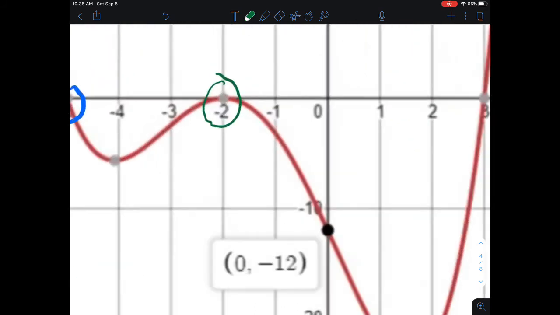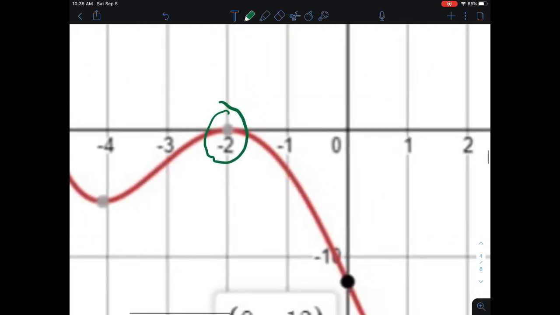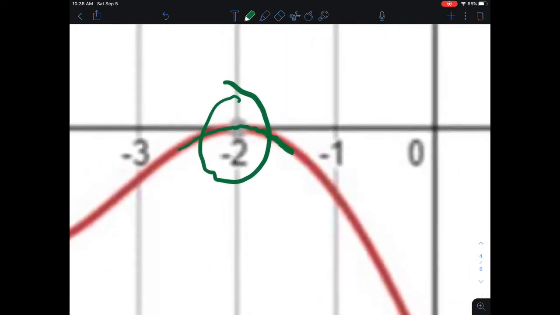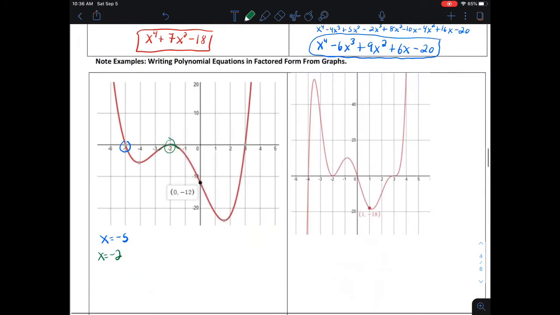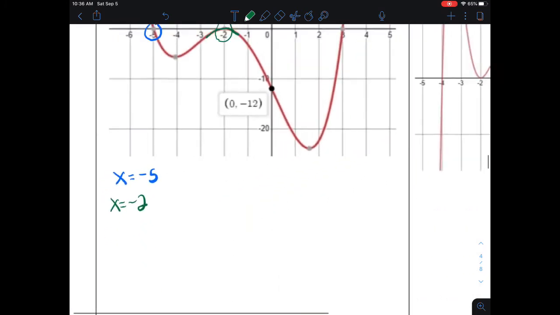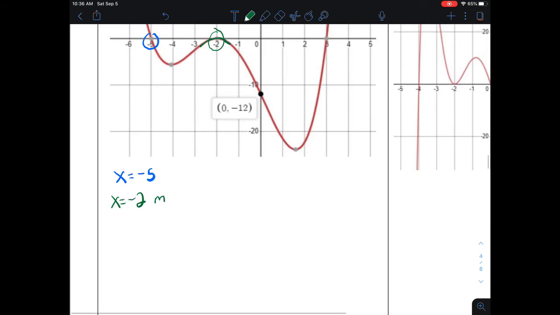Notice how that graph touches the axis at -2 and then comes back from the same side it came from. Locally, inside of that, it looks kind of like a parabola in here, where it touches and goes, and it has that nice little bend through there. We're going to call that multiplicity 2. So if it looks like a parabola at that 0, we're going to say it's a multiplicity of 2.